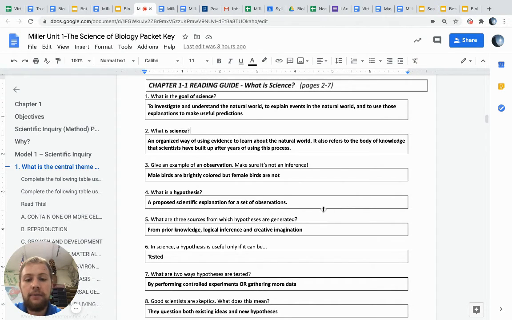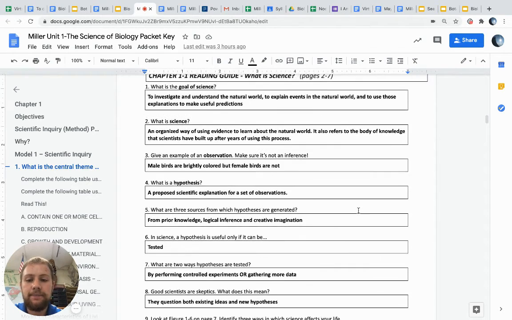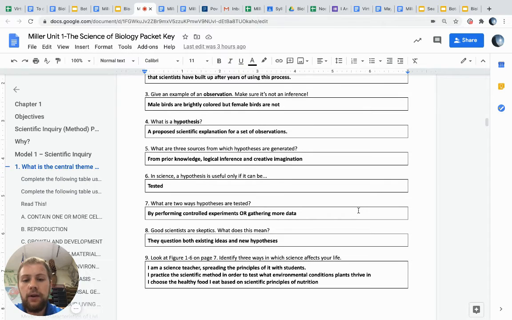So that would be a valid hypothesis, and I could run an experiment based on that. So where are hypotheses generated from? They come from prior knowledge, they come from logical inference, and creative imagination.